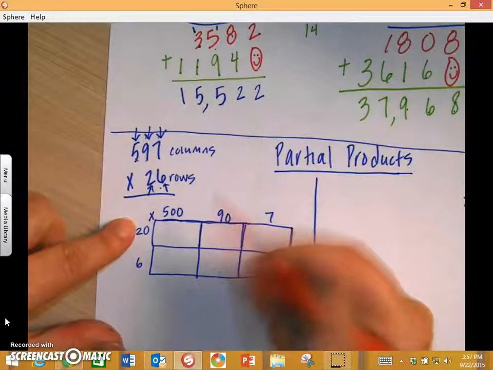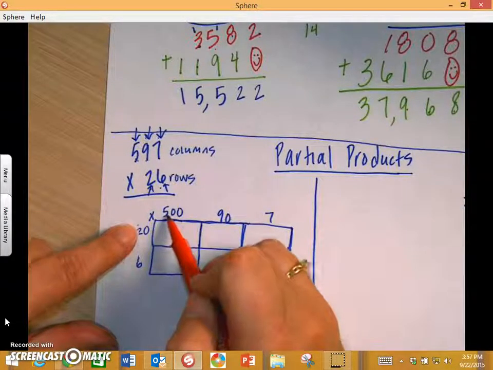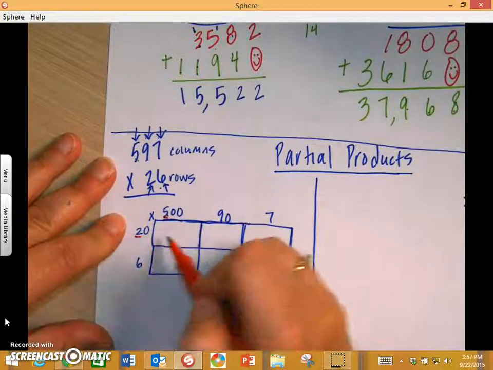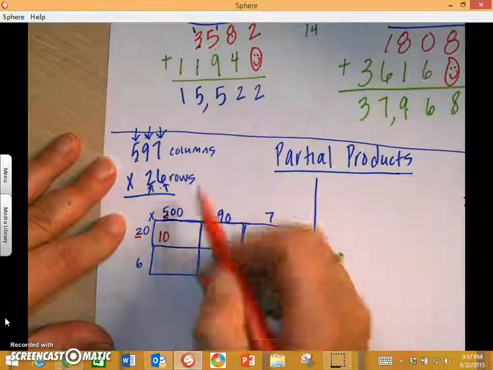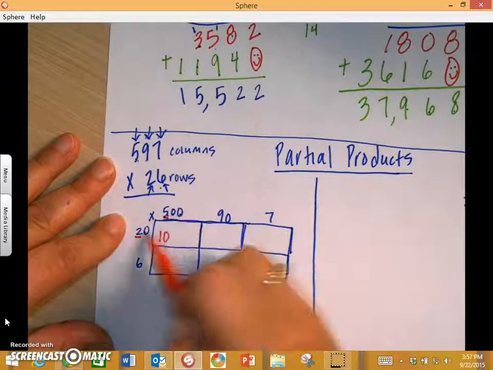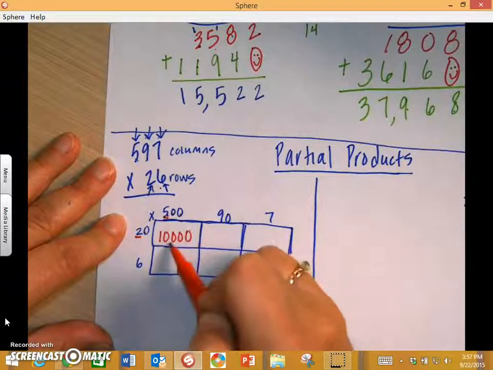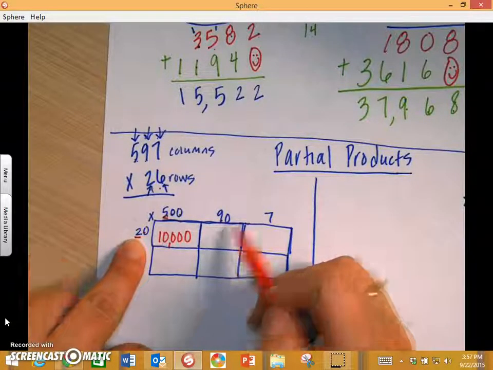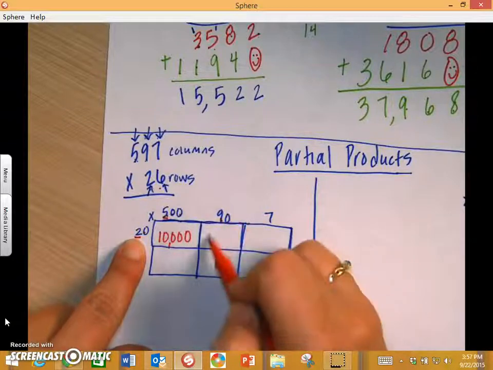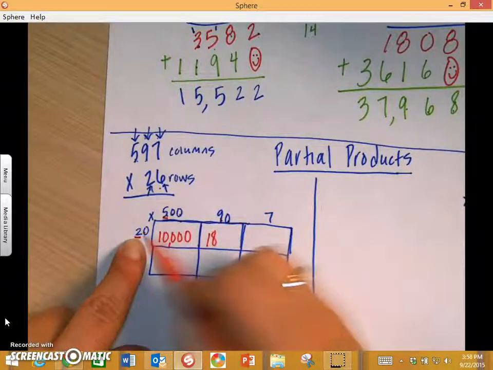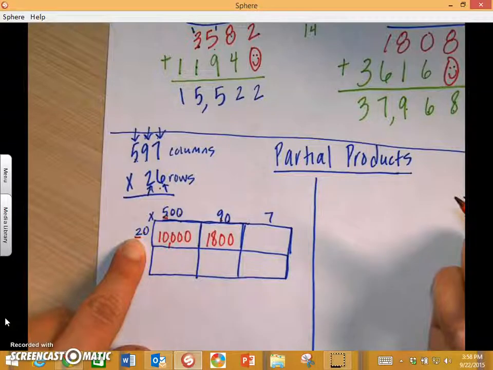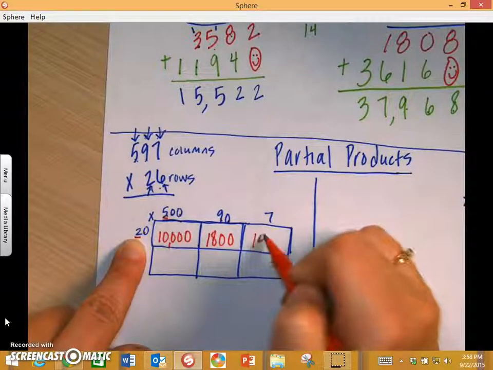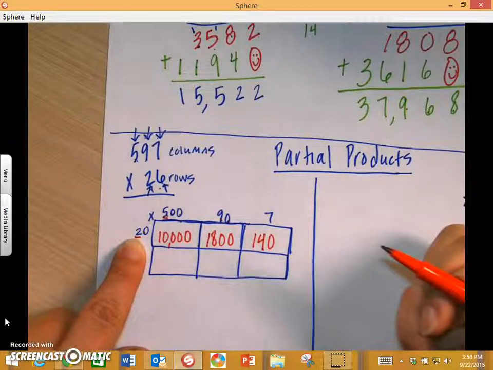Let me show you what I mean. When I multiply the 500 times the 20, I really only have to multiply the front. 5 times 2 is 10, and then I count my zeros. 1, 2, 3. So I put 3 in my answer. This one is 90 times 20, so I multiply the 9 times the 2 is 18. I have 2 zeros, so I need 2 zeros in my answer. Here, 20 times 7, well, 7 times 2 is 14, and there's 1 zero.